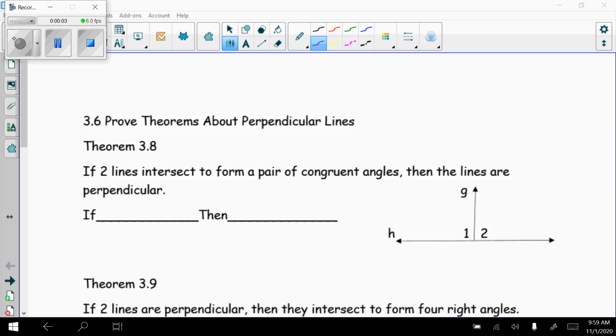Okay, today in geometry, we're looking at our last section of chapter 3 before our chapter 3 test, which is 3.6, proving theorems about perpendicular lines.